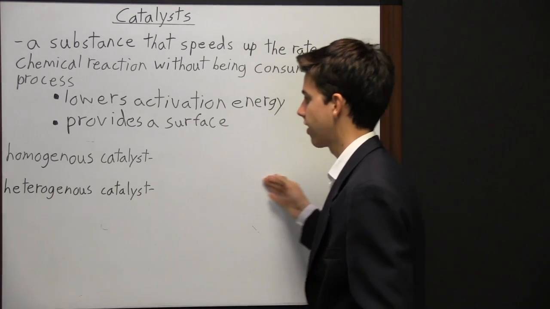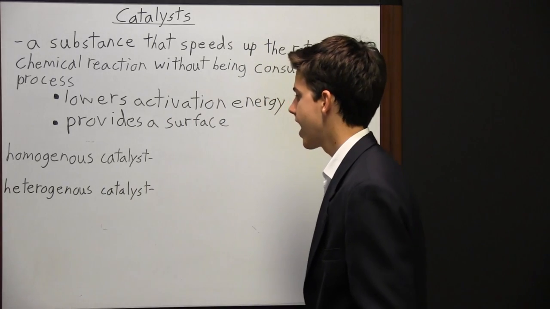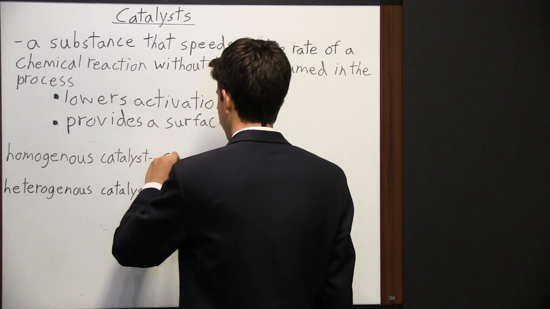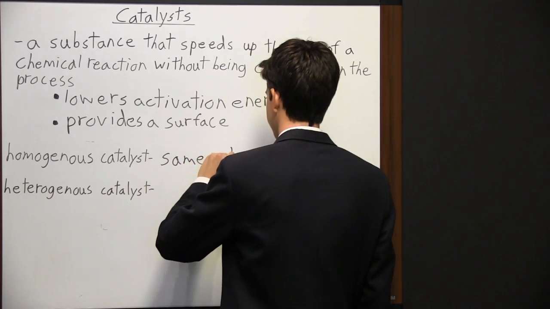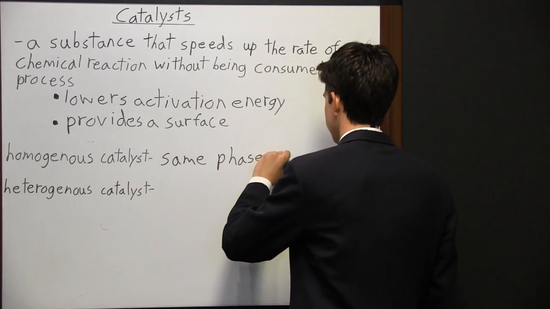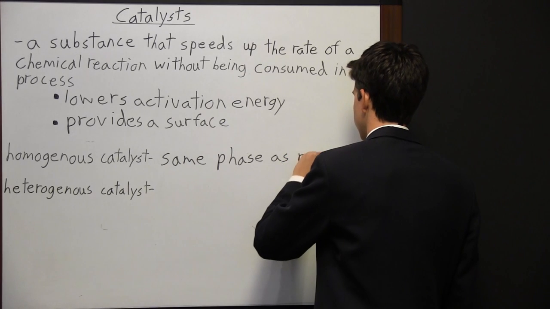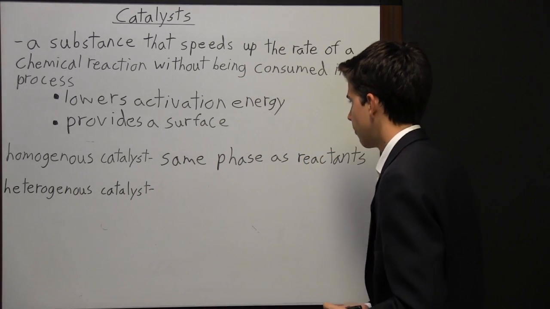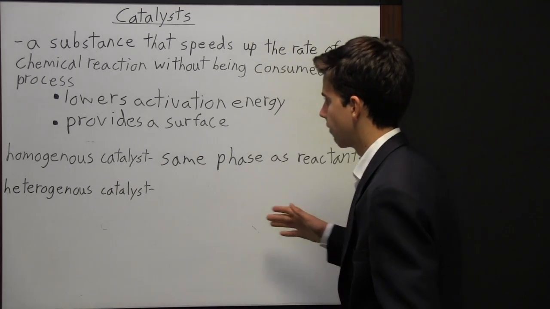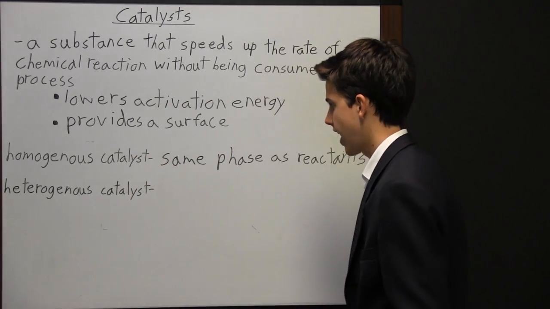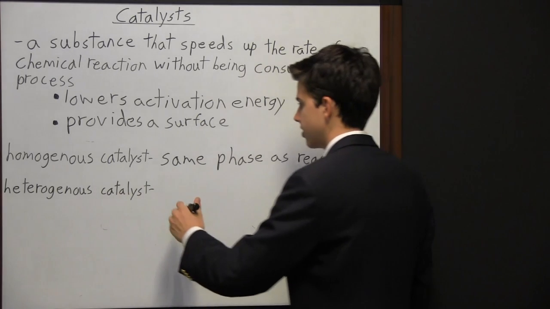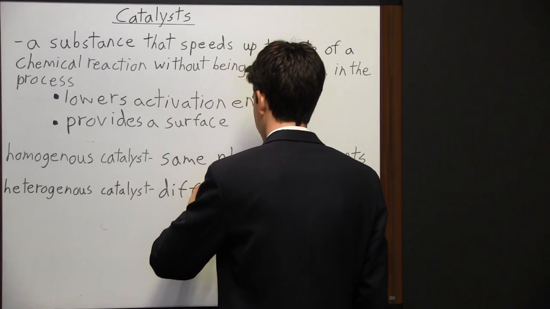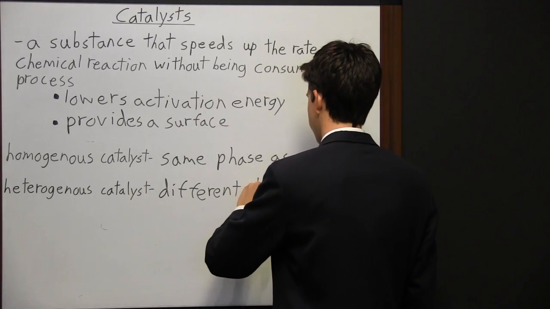Now, we can classify catalysts as homogeneous catalysts and heterogeneous catalysts. So a homogeneous catalyst is in the same phase as the reactants. Say you have a liquid reactant and you have a liquid catalyst, then it's a homogeneous catalyst. Now, a heterogeneous catalyst is just the opposite of that. The catalyst is in a different phase than the reactants are.